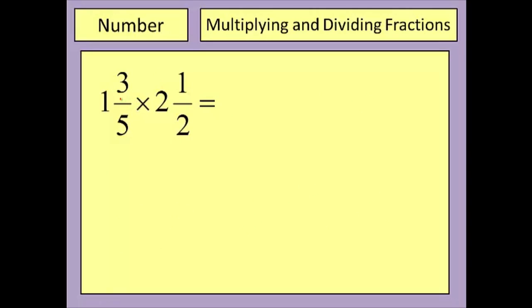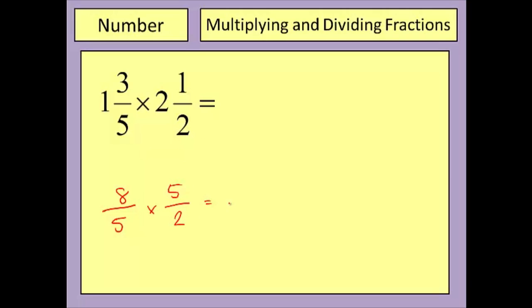In this example, it's slightly more complicated as I've got mixed numbers. I have an integer part and a fraction part, so 1 3/5 is being multiplied by 2 1/2. To do this, first of all, I'm going to have to convert these to top-heavy fractions. You might also know these as improper fractions. So to turn the first one into an improper fraction, it's going to become 8/5. If you're unsure about how to convert between mixed and improper fractions, please see the relevant video for that task. And the second one is going to become 5/2.